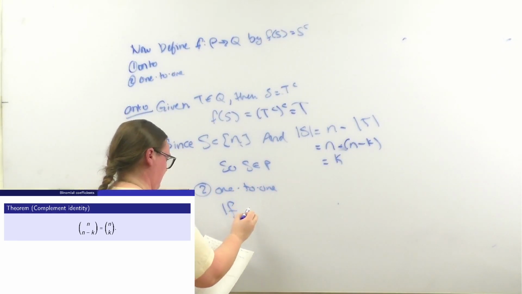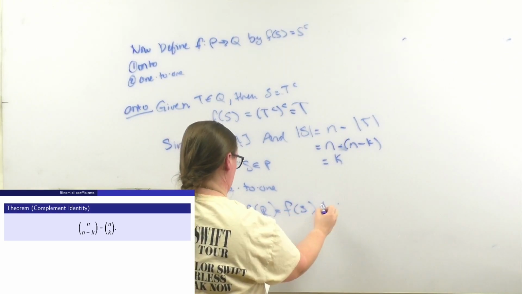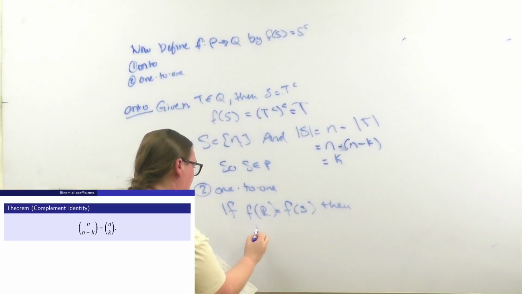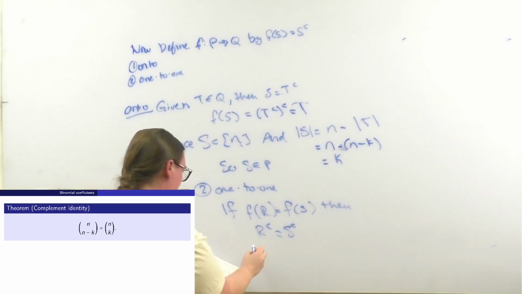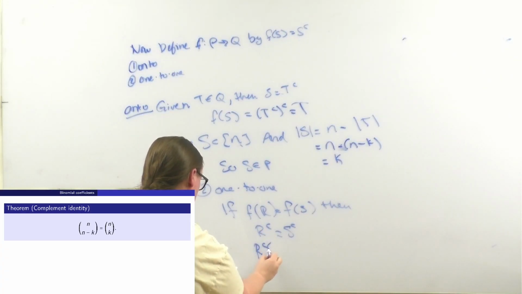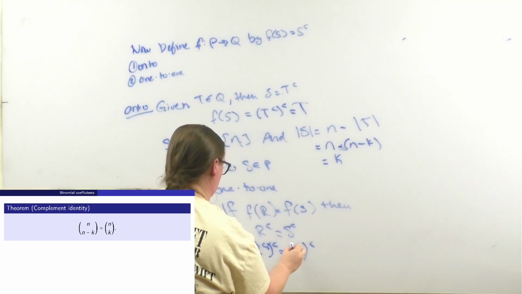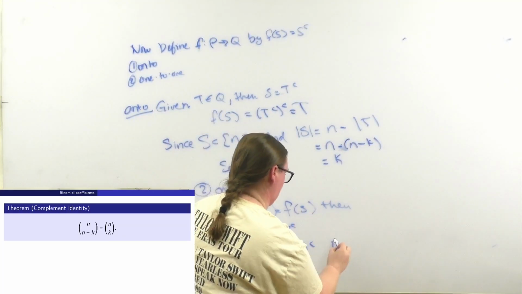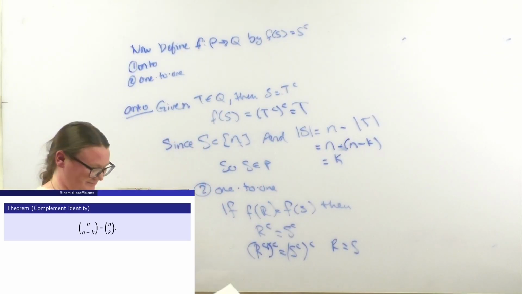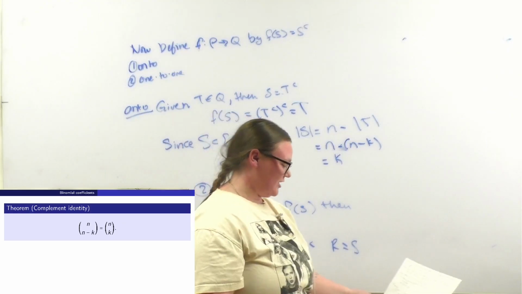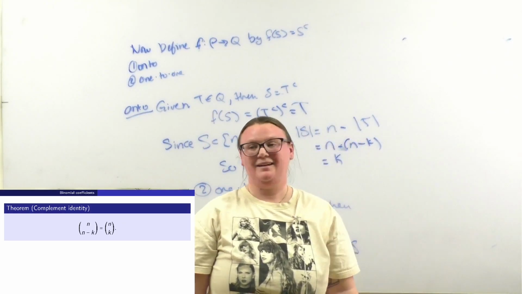We got if F of R is equal to F of S, then this is going to tell us that R complement is equal to S complement. Which means R equals S, which is what we wanted to show for 1 to 1. Yay. Therefore, we have a bijection, and the cardinality or order of P is equal to the order of Q, and we're done.